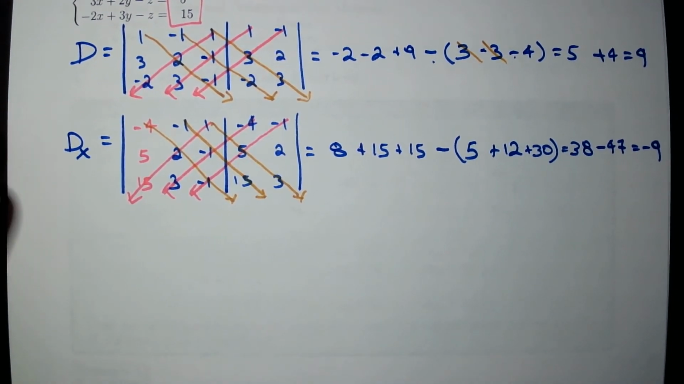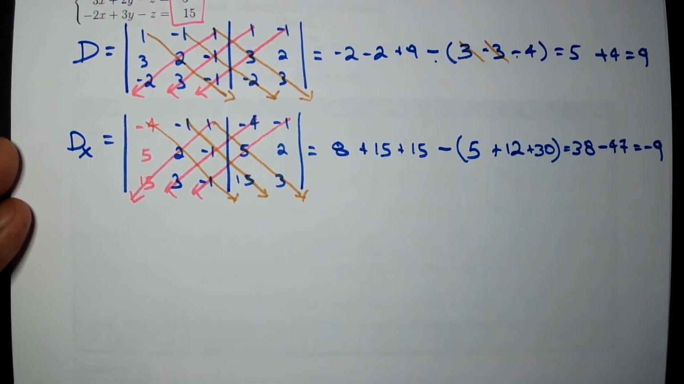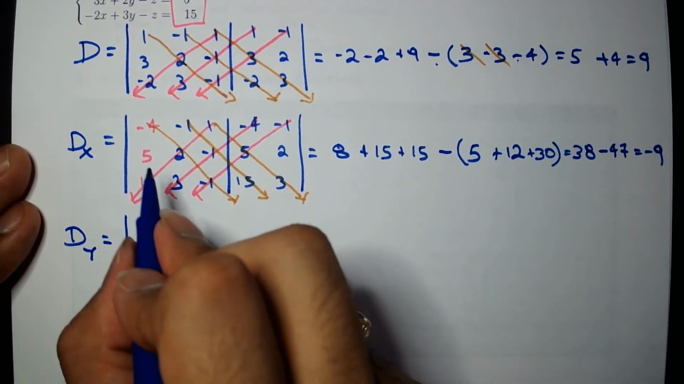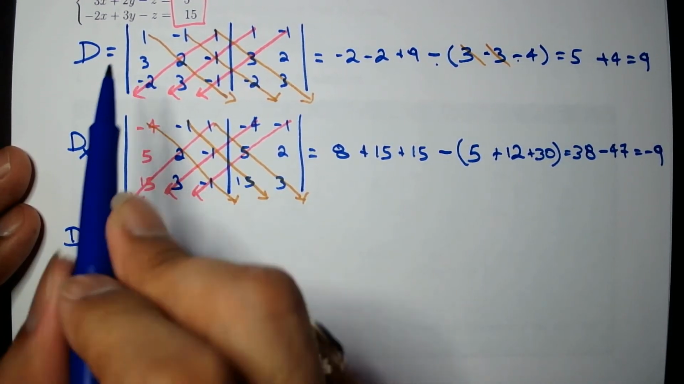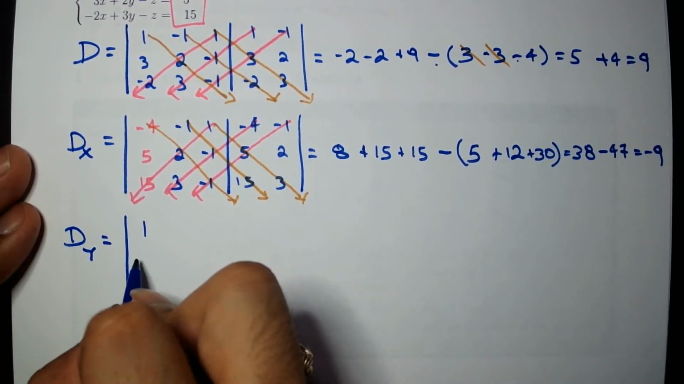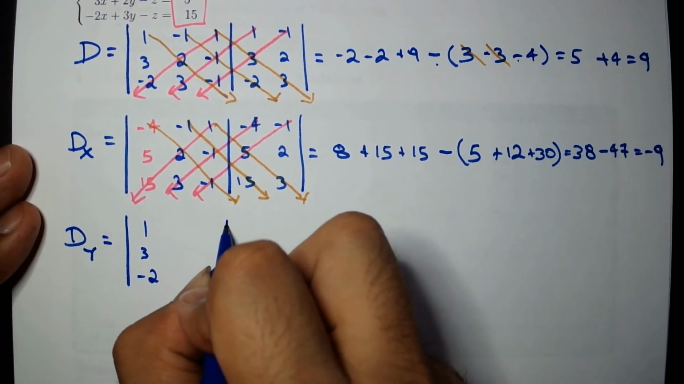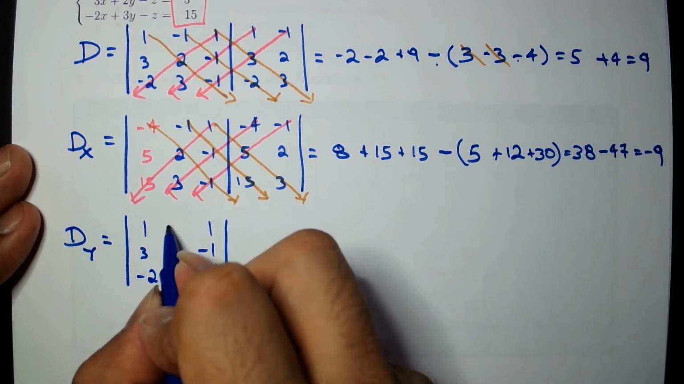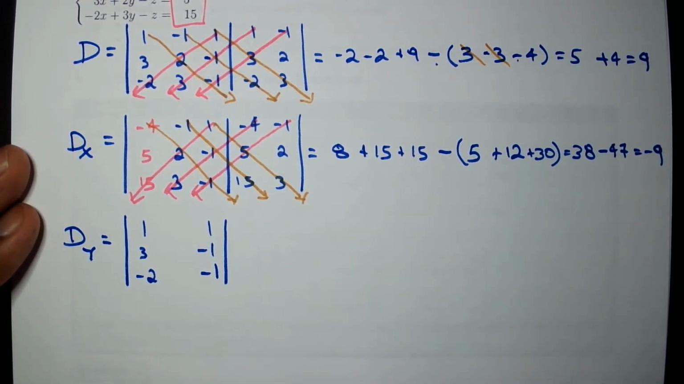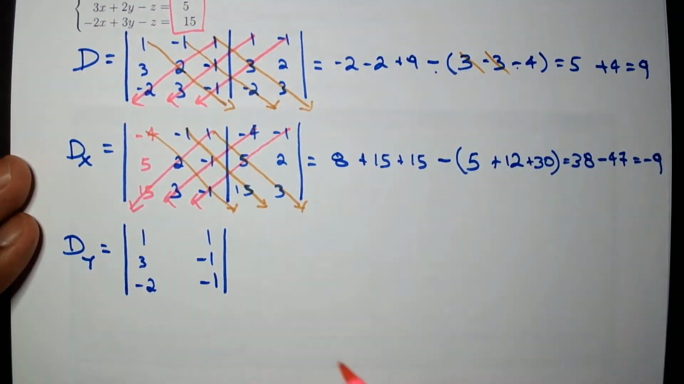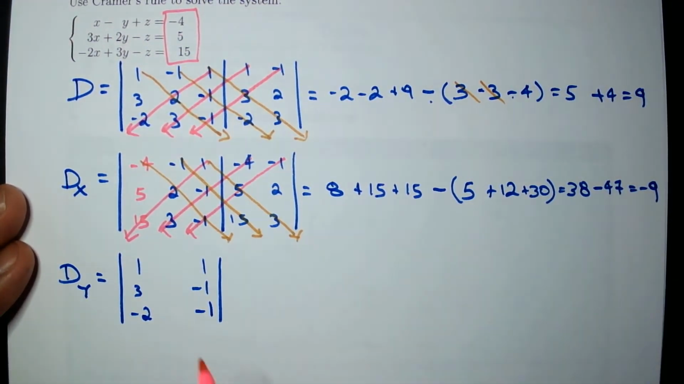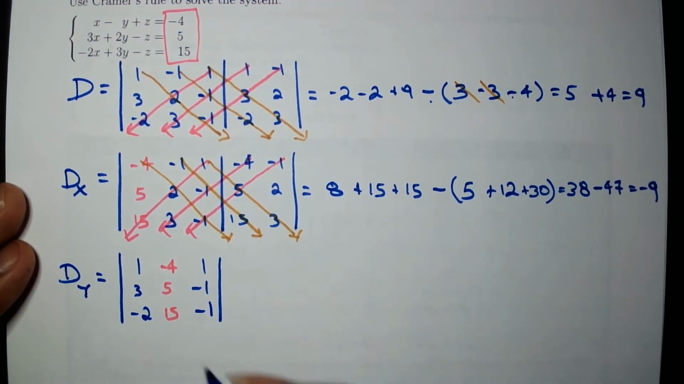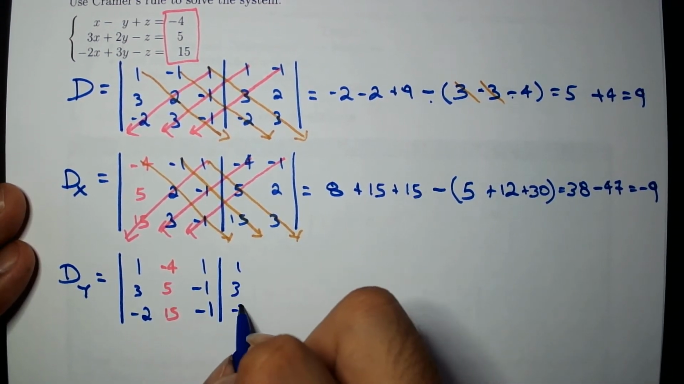Let's do the same to find d sub y. In this case, we're going to keep the first and the third columns of D: 1, 3, negative 2, and 1, negative 1, negative 1. But we are going to replace the middle column with the constant coefficients, negative 4, 5, and 15. And we're going to do the same: repeating the columns.